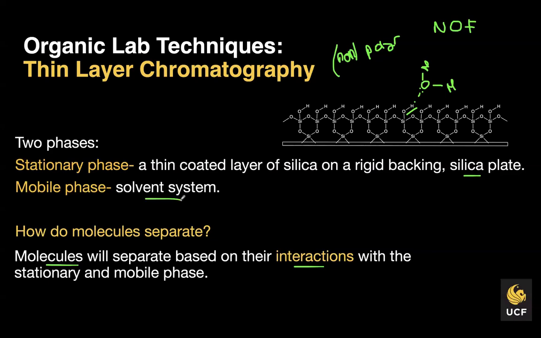So now the solvent system plays an important role in moving the molecules that are spotted on the plate, right? If you spot a molecule right here on the plate, that molecule will move up the plate depending on its interaction with the actual plate. If it has strong interactions with the plate, it'll move very slowly. If it has stronger interactions with the solvent system, the mobile phase, it'll move along that mobile phase, right? So that's just an overview.